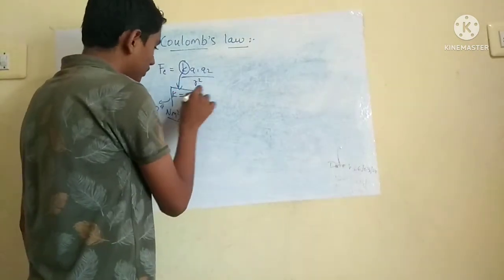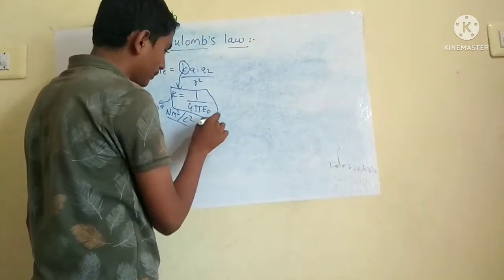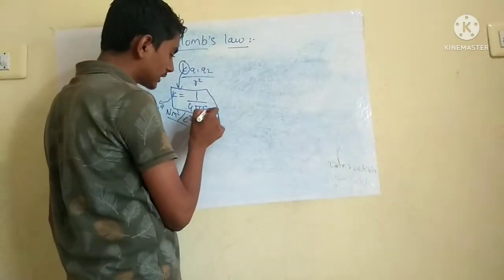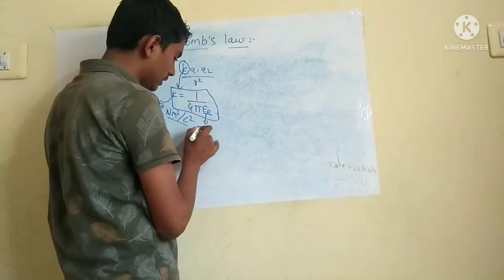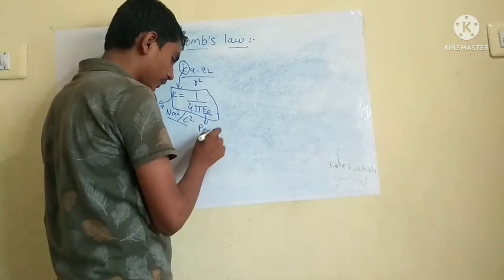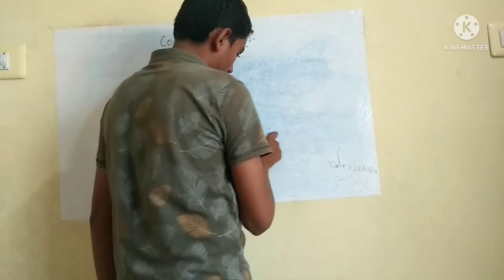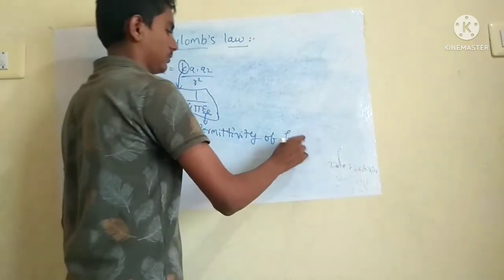Now if you elaborate about k, the k formula is 1 by 4 pi epsilon naught. What is this epsilon naught? This epsilon naught is called the permittivity of free space.